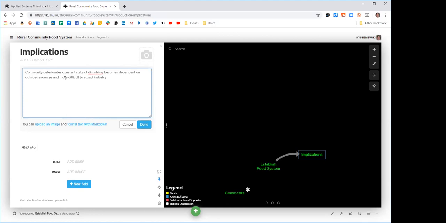Also, and I'm not sure how we want to put this, but a food system typically reflects the personality of the community in some sense. So there's a sense of place associated with that and a sense of pride. And that is gone with the presence of the extractive industry or the extractive retailer.